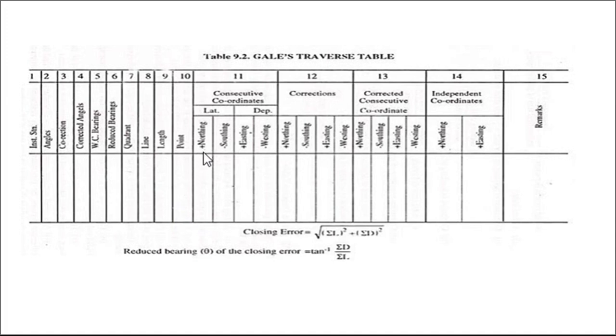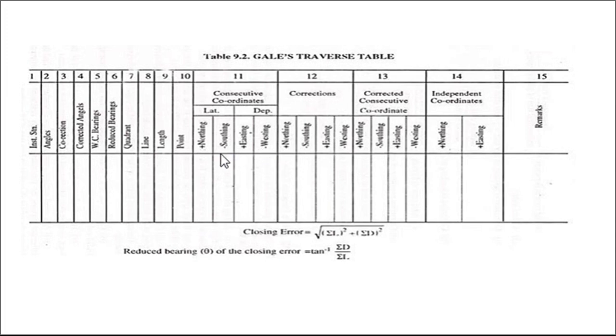We have to find out northing, southing, easting, and westing. And then we have to take the summation of northing, summation of southing, similarly summation of easting and summation of westing. And if there is any correction in northing, southing, easting, westing, those corrections we have to enter over here, because for a closed traverse the sum of northing must be equal to the sum of southing, and the sum of easting should be equal to the sum of westing.